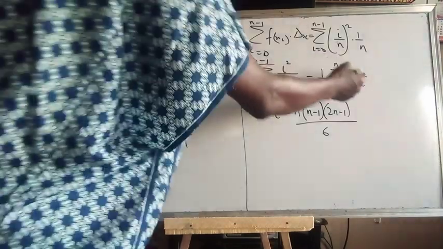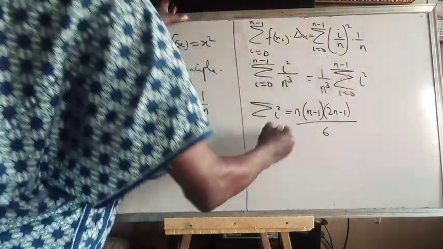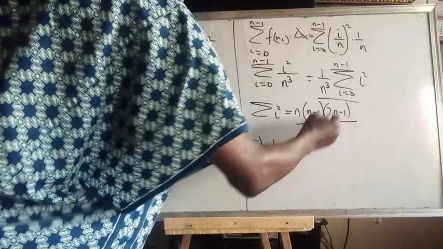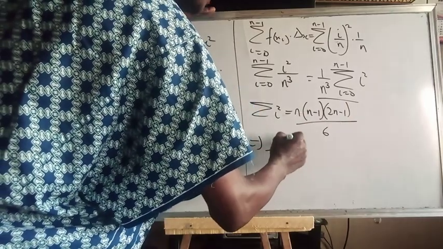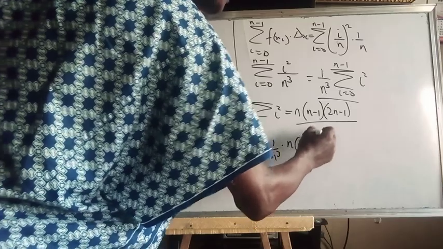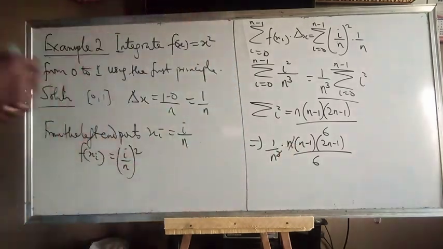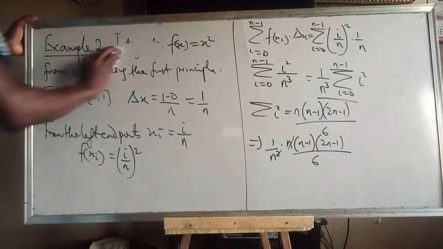So that now implies that we could have 1 all over n cubed, the whole of this, now is this. So we can have, dot, n into n minus 1, 2n minus 1 all over 6. So n will cancel one n here, and you'll be left with n squared. So we can continue with that and have it this way.